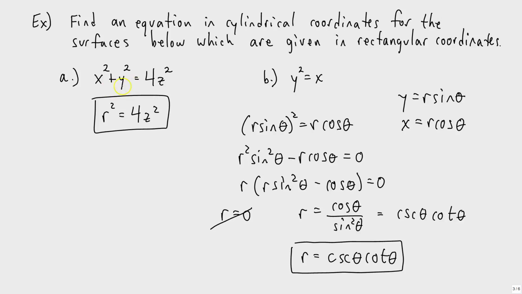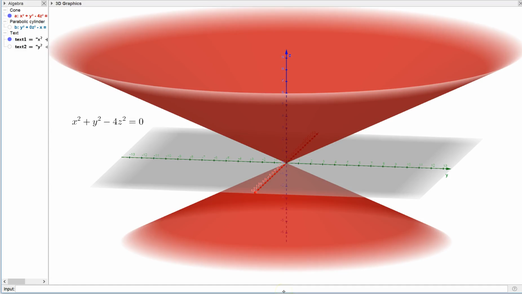Okay, so what exactly do these curves or surfaces look like? I mean, it's good to know what these things look like. Yeah, we know how to convert them, but what do they look like in the first place? So let's look at this first one, x squared plus y squared equals 4z squared. So that would be these two cones here that meet at the pole. The vertex is both at the pole. And so we switched that over to cylindrical as r squared equals 4z squared.